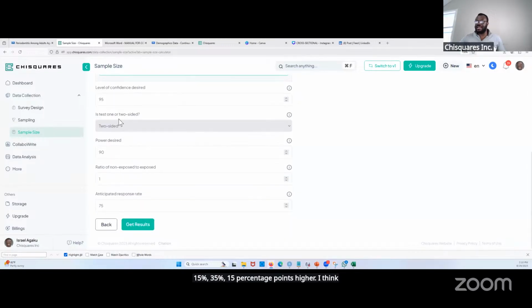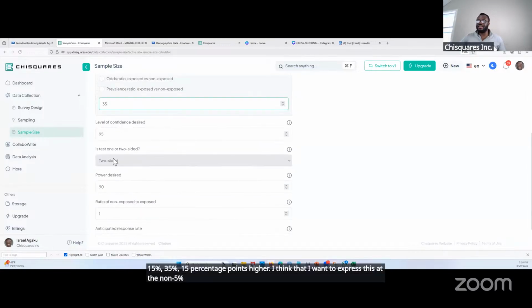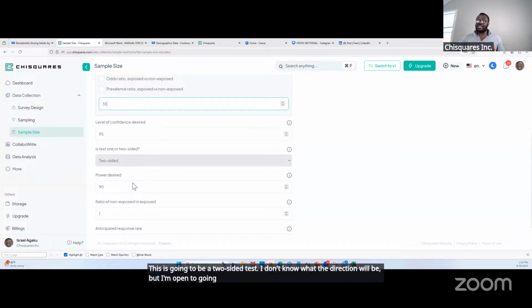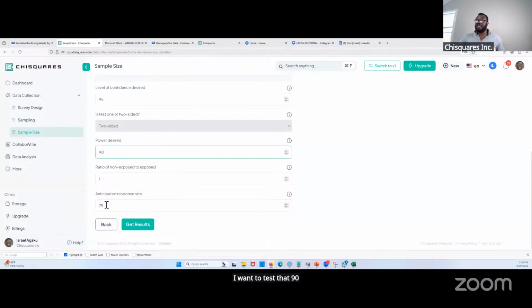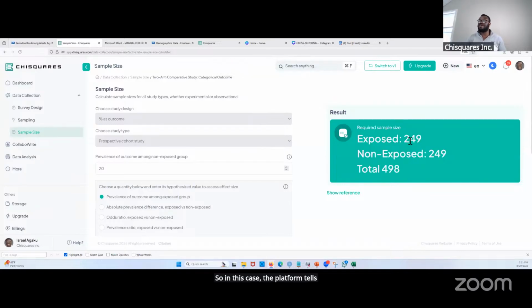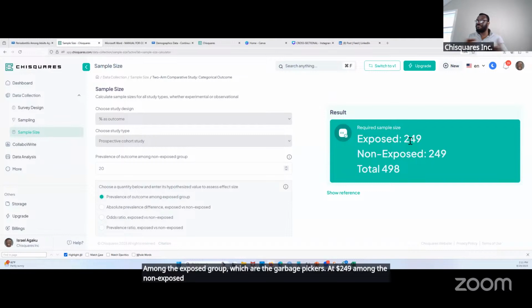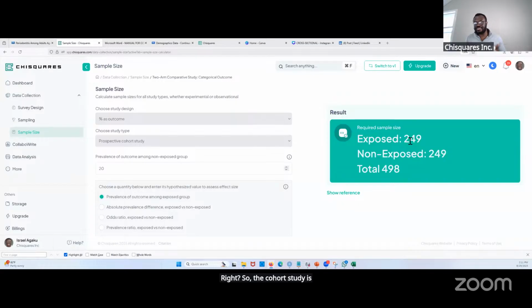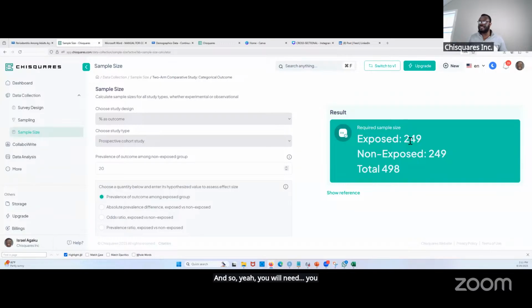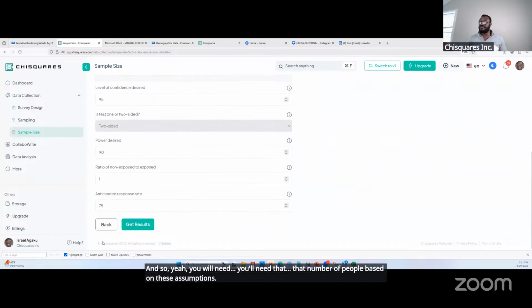I want to express this at the 95% level. This is going to be a two-sided test. I don't know where the direction will be, but I'm open to going any direction. I want to test at 90% power, and my response rate is this, right? So in this case, the platform tells you that you need 249 individuals among the exposed group, which are the garbage pickers, and 249 among the non-exposed. So your total sample size in this case is 498 individuals, right? So a cohort study is an analytic study, which means you have a comparison group. And so, yes, you need that number of people based on these assumptions provided here.